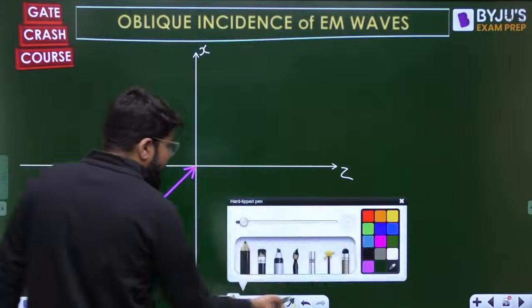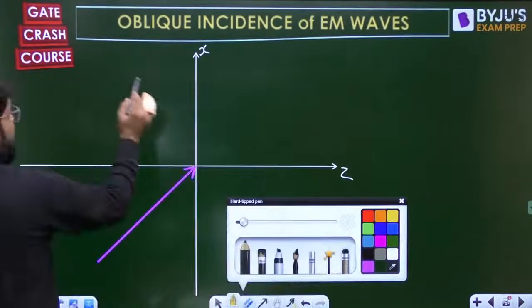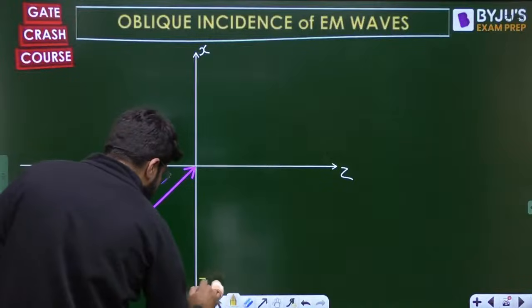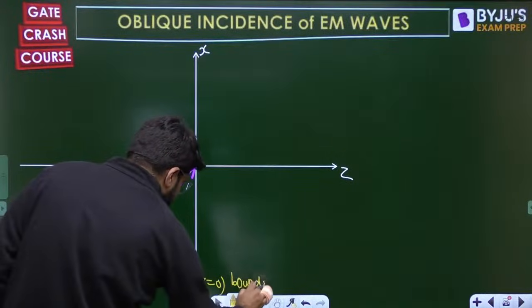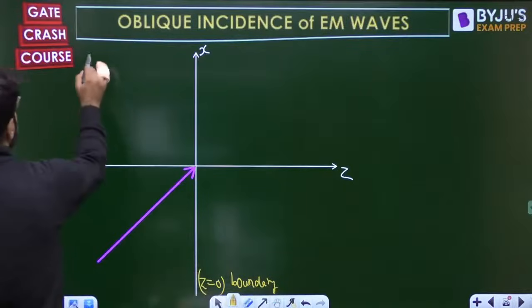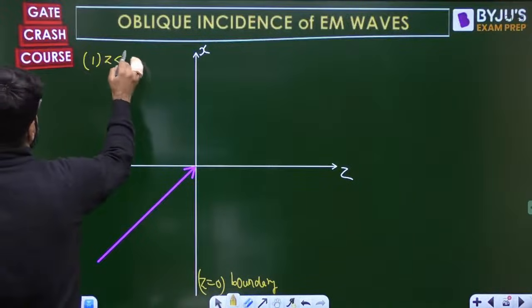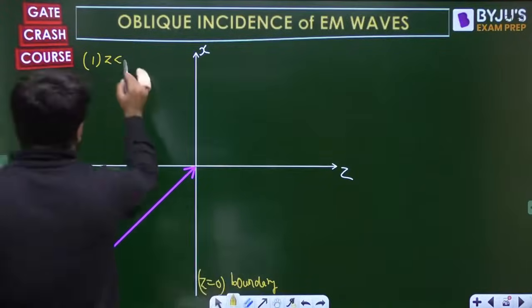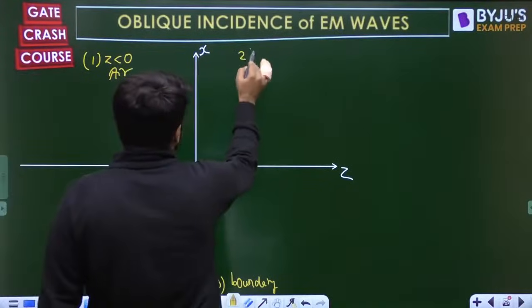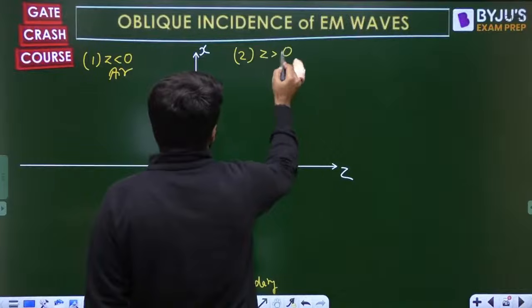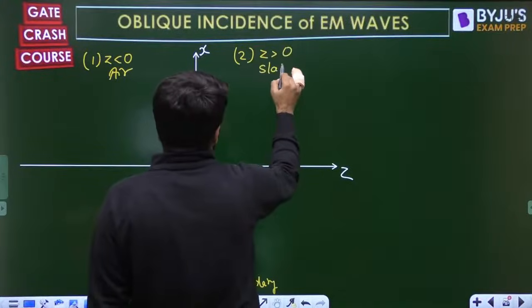Okay. Now, it is very clearly mentioned that if this is the z axis, let's say this is z equal to 0. Z equal to 0 is the boundary. For z less than 0, you have the first medium, which is known as air, and for z greater than 0, you have the second medium, which is the dielectric slab.